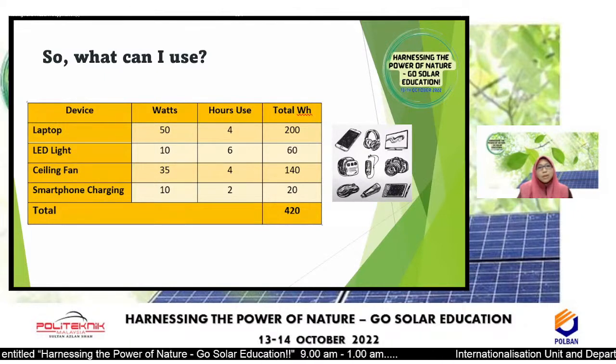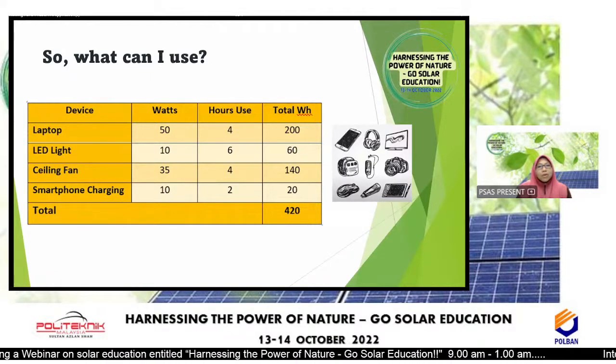So what can I use from the 100 watt of solar? From 100 watt of solar, which produces 600 watt hours, we can use devices such as a laptop, LED light, ceiling fan, and smartphone charging. Smartphone charging is different, it depends on the brand, so I assume the smartphone charging is only 10 watts. The laptop uses 50 watts, the LED light uses 10 watt, the ceiling fan uses 35 watt, and smartphone charging I assume as 10 watt. All right, so here are the hours used.